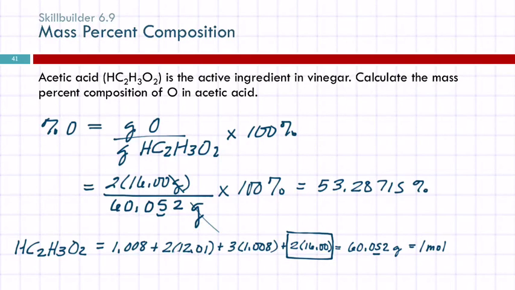Did you get that number? How many significant figures should that have? 4. The molar masses that I used all had 4 significant figures. And so I end up with 4 sig figs here and 4 there, and so this is going to have 4. And so we're going to say, well, that's 53.29% oxygen.